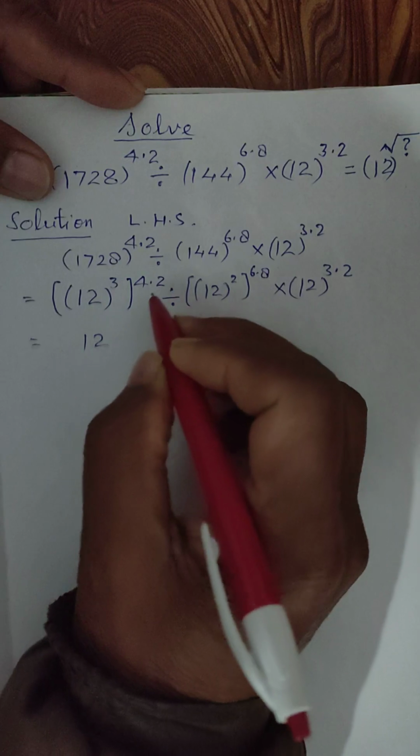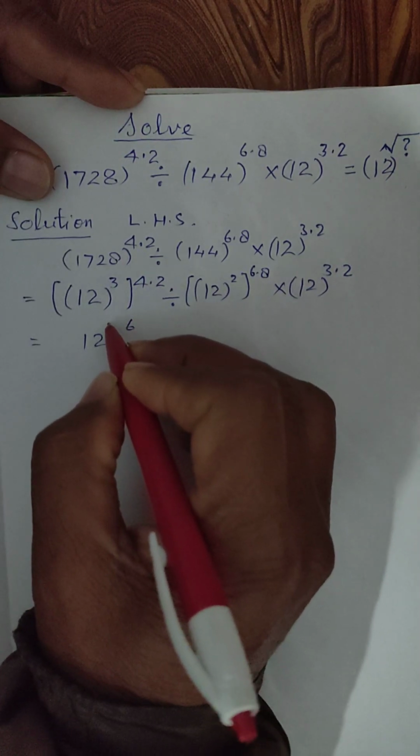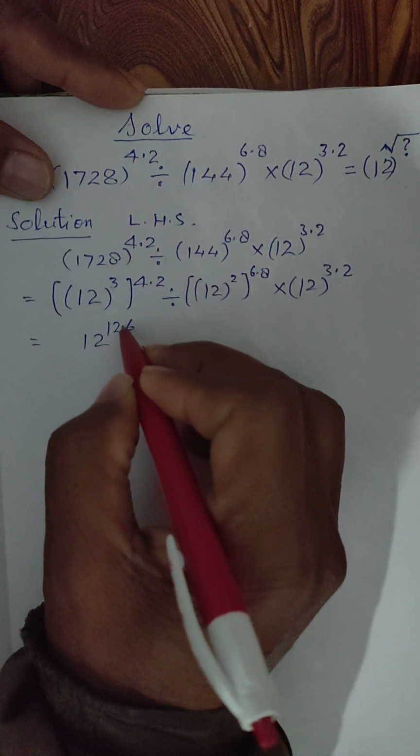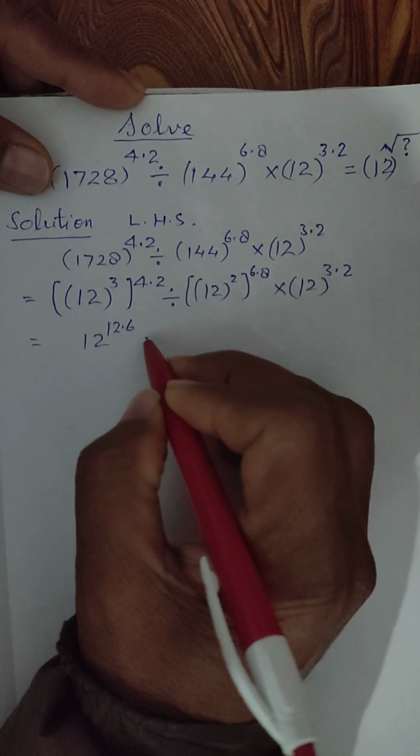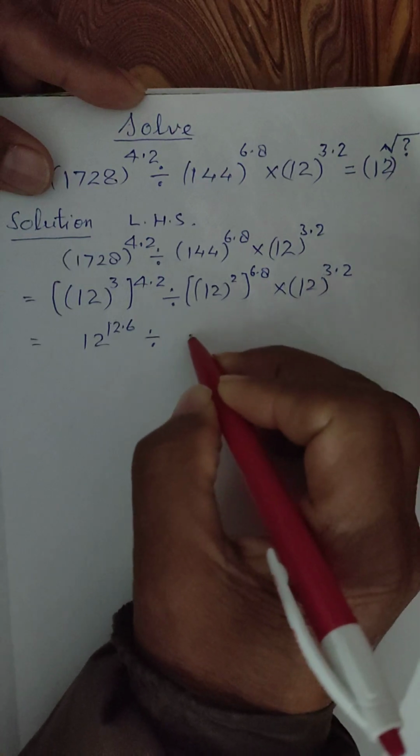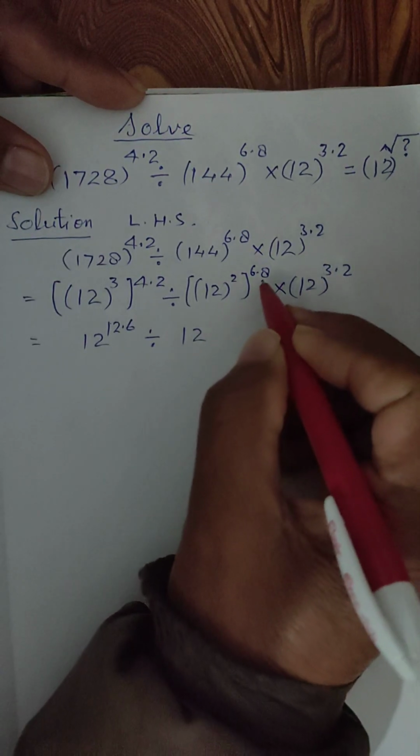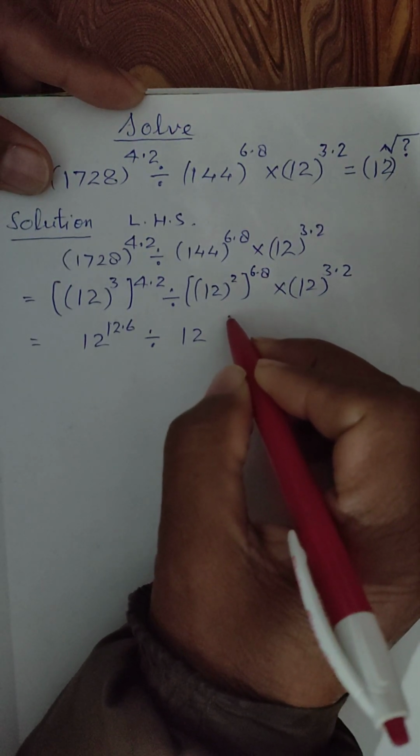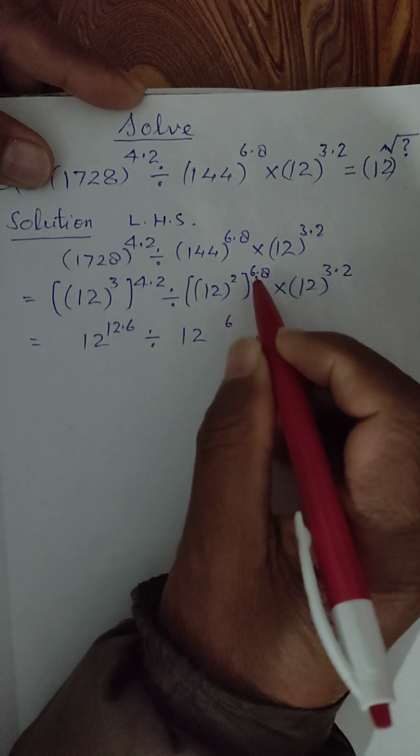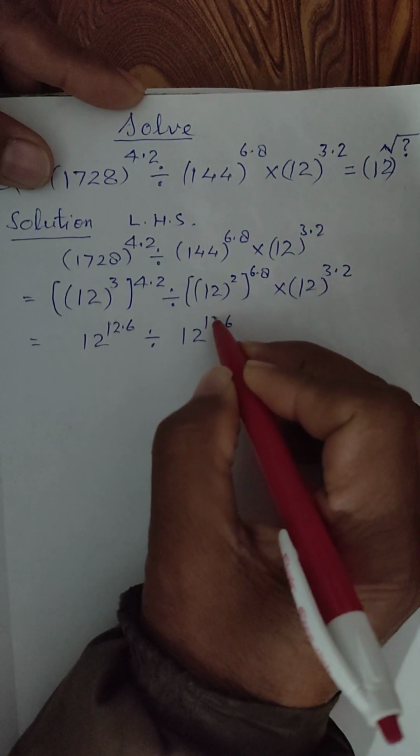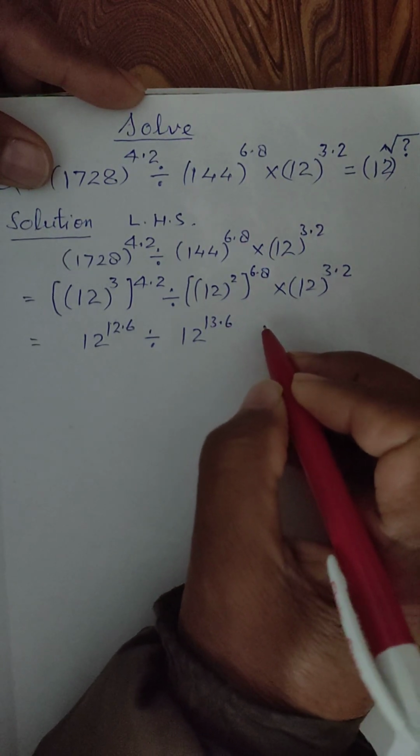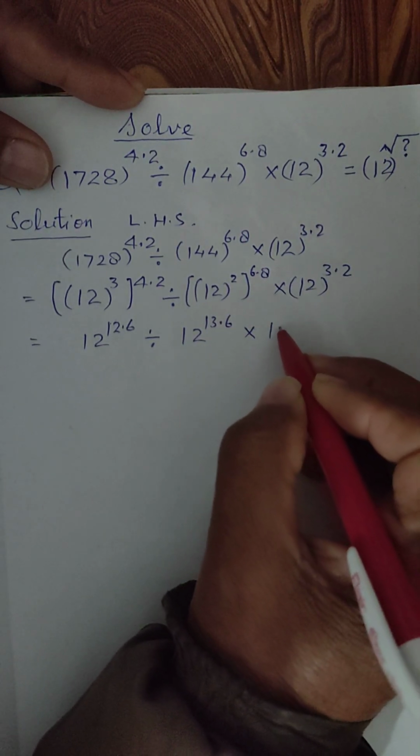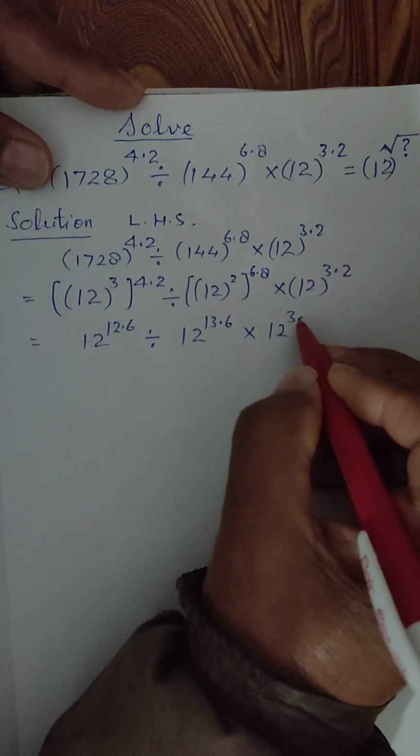12 to the power 3 into 4.2, 3 2 is a 6, 3 4 is a 12, 12 to the power 12.6, divided by 12 to the power 2 into 6.8, 2 8 is a 16, 2 6 is a 12, 13.6, 12 to the power 13.6 into 12 to the power 3.2.